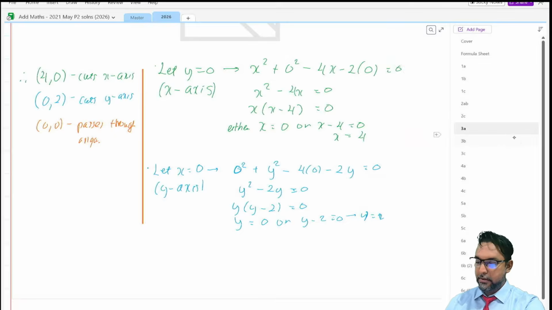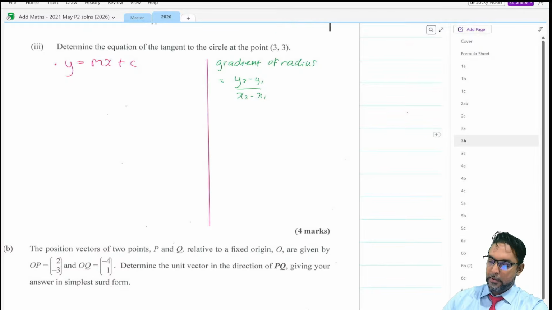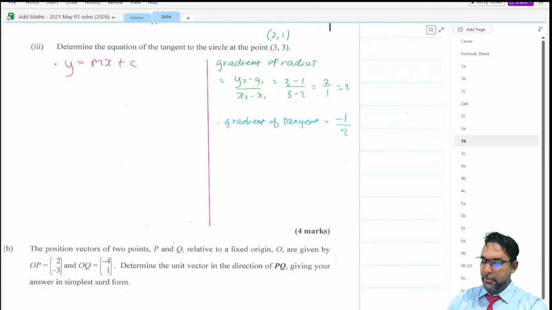What were the coordinates at the center again? 2 and 1 or 1 and 2? 2 and 1, right. So the center was 2 and 1, right? So, right, so we could do 3 minus 1 and 3 minus 2. That will give us 2 over 1, which is just 2, right? Now, the gradient of the tangent, right? So a tangent will be perpendicular to the radius at the point of tangency, which means that it will be minus 1 over the 2, because it's when two lines are perpendicular, right?